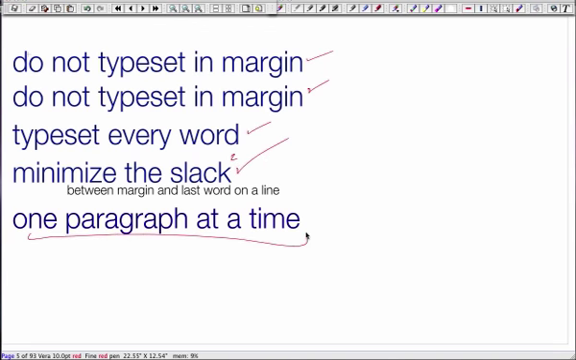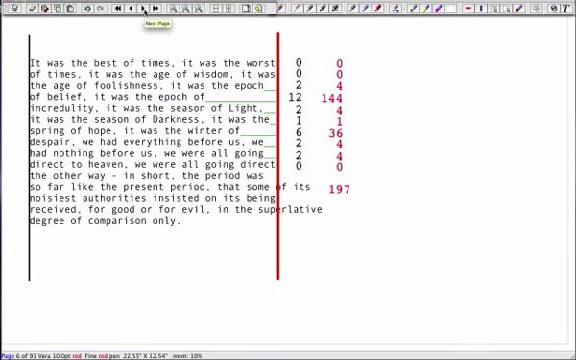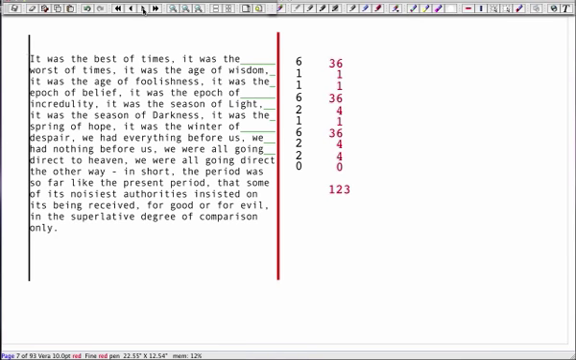And we're going to typeset 1 paragraph at a time. We realize that the greedy strategy fails if you just attempt to optimize the typesetting on a line-by-line basis starting at the first line. You'll end up in a situation like this with a penalty score of 197, whereas if you solve it with a dynamic programming approach, you can get a smaller penalty.